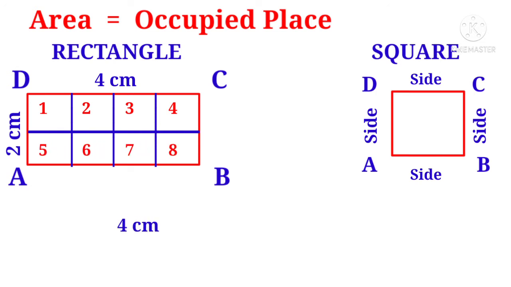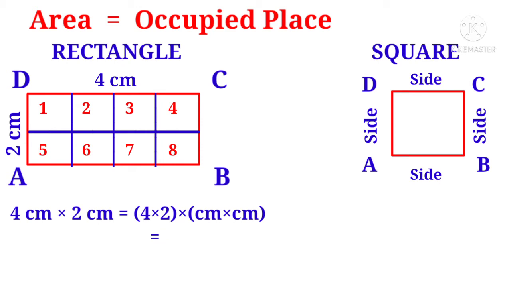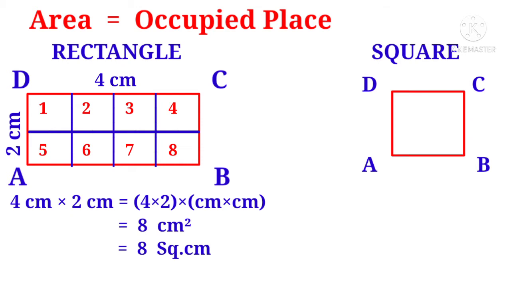This can be obtained by just multiplying 4 centimeters into 2 centimeters. That is 4 into 2 into centimeter into centimeter. 4 into 2 is 8. Centimeter into centimeter is centimeter square. That is 8 square centimeter is the area of the rectangle.